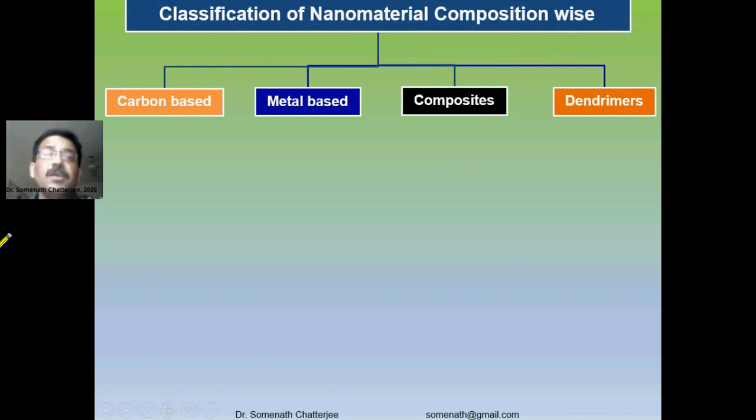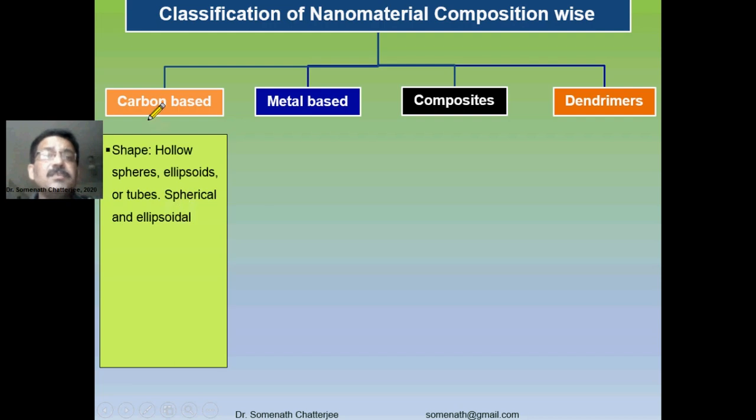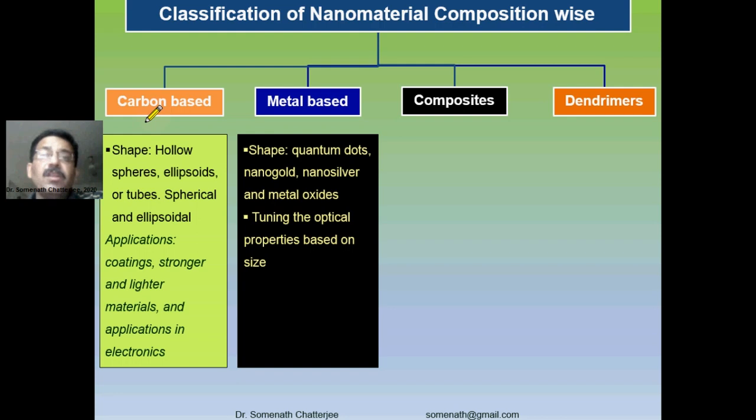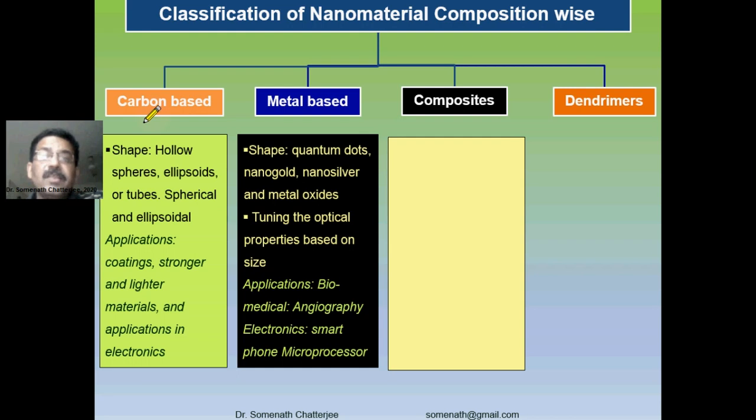Okay, so next is the classification of nanomaterials composition wise. I can say carbon based, metal based, composites and dendrimers. Carbon based means hollow spheres, ellipsoids or tubes, spherical and ellipsoidal. In these applications, we know of stronger and lighter materials, and also carbon nanotubes and graphene play a very important role in electronics applications. And metal based nanomaterials, that is quantum dots, nano gold, nano silver, and metal oxides, all come under this category.